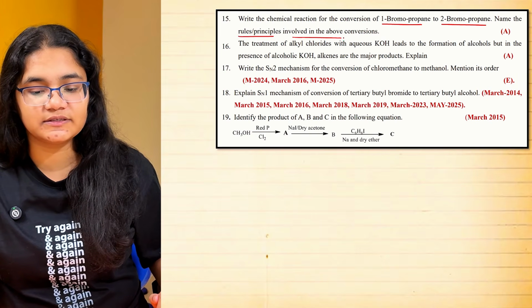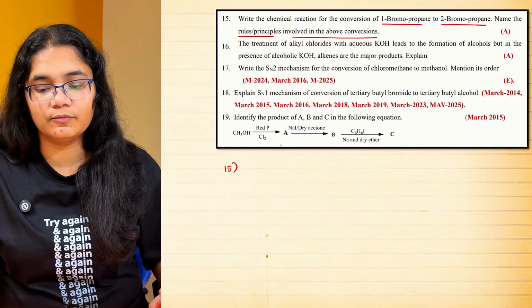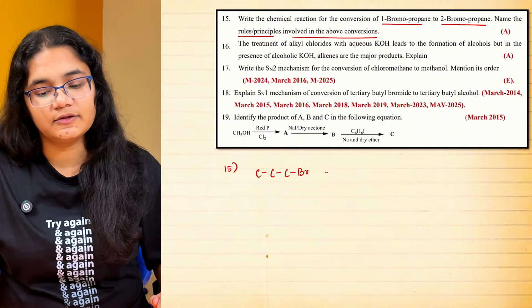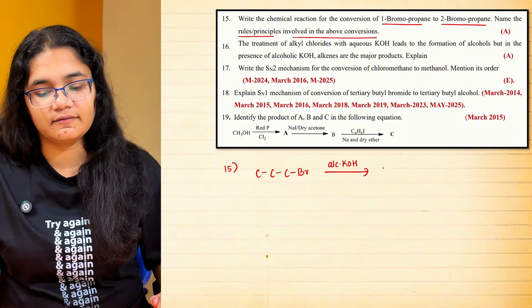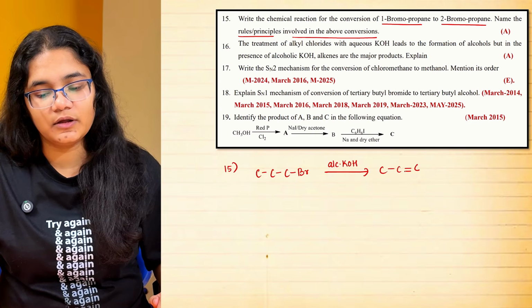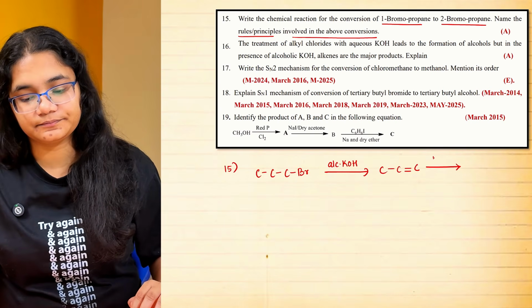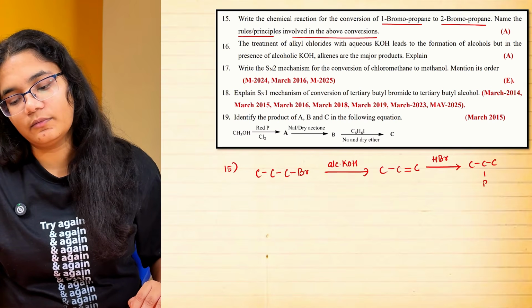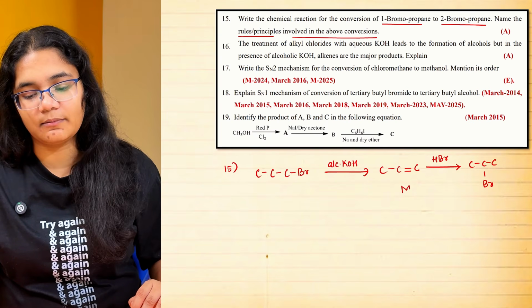Next question, write the chemical reaction for the conversion of 1 bromopropane to 2 bromopropane, and then name the rules and principles involved in the above conversion. So you can see here you have 1 bromopropane. First you have to use alcoholic KOH. That will give you dehydrohalogenation, and you will get the product here. Next, you have to treat it with HBr, and you will get 2 bromopropane. Name the rule or principle. So what is the principle used here? Markovnikov rule.